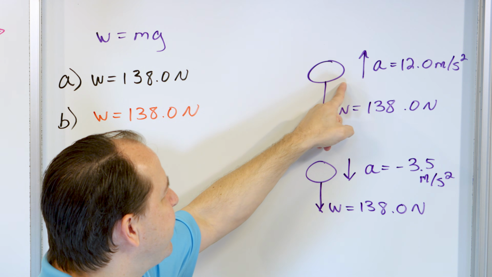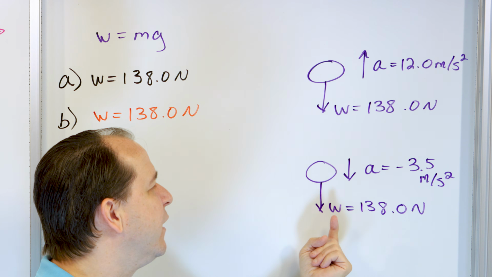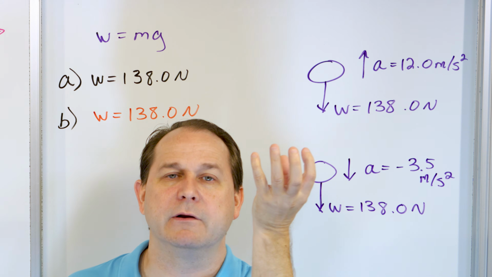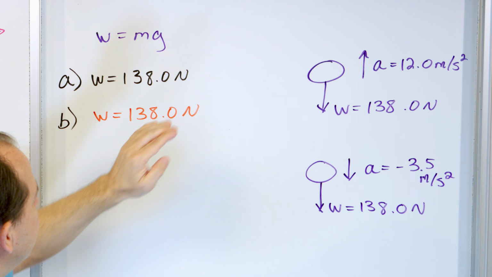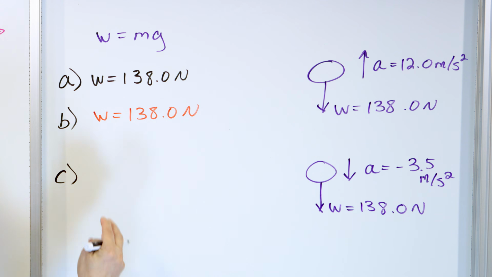So we have some upward force here that's enough to overpower it, make it go up. We have some upward force here that's not quite that much, that just lessens the downward acceleration, but you get the idea here, right? But the weight of the object in both cases is the same. All right, now let's change it up.